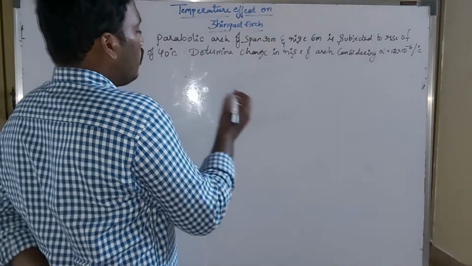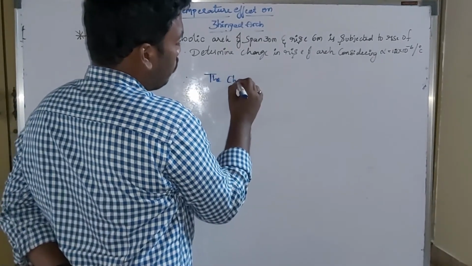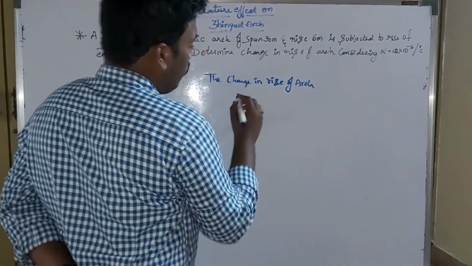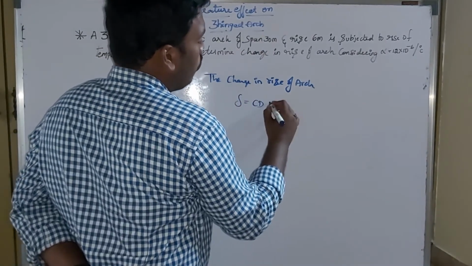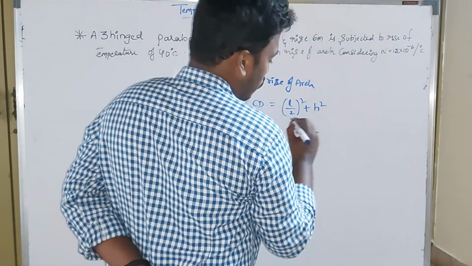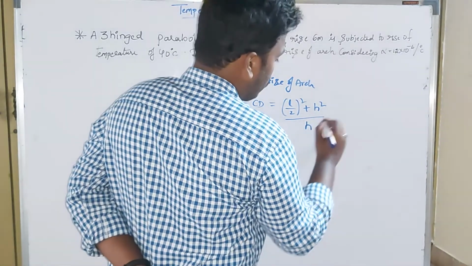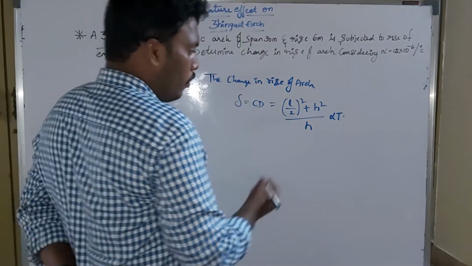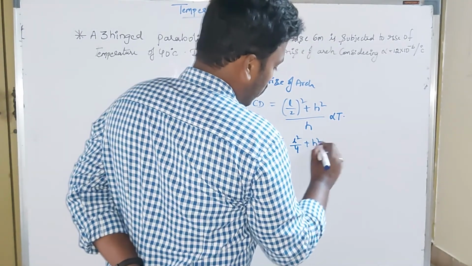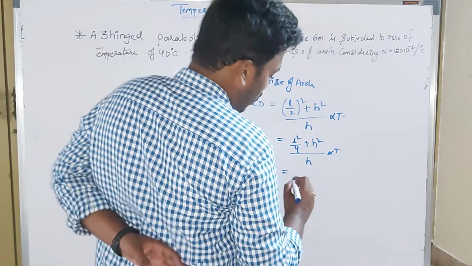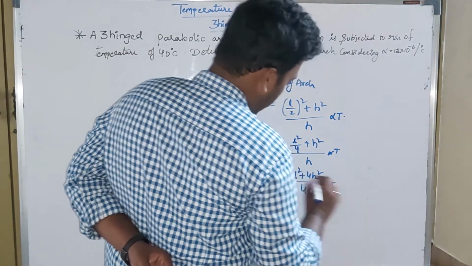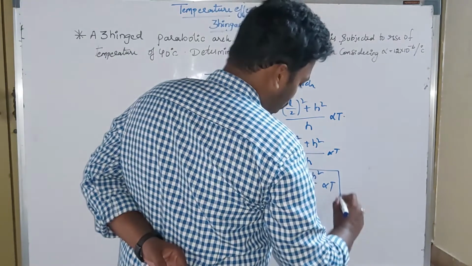As we already know the formula, the change in rise of arch, which is indicated by delta, or we can say CD also, is equal to, as we have seen before, L by 2 square plus H square divided by H into alpha into T. So this equation can also be written in the other form, where L square by 4 plus H square by H into alpha T. So this can also be written as L square plus 4H square by 4H into alpha T. So the delta equation we can represent like this also.